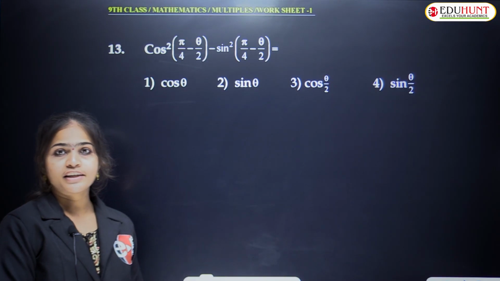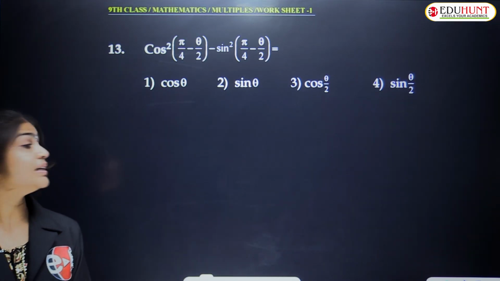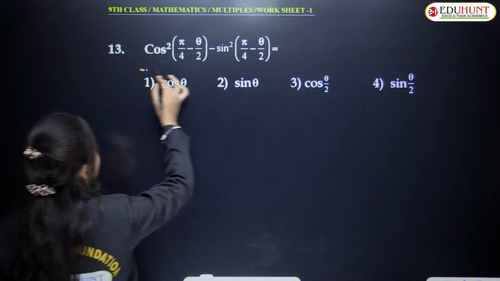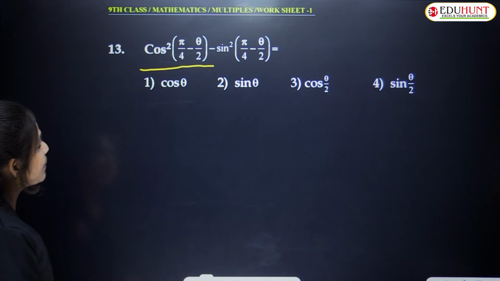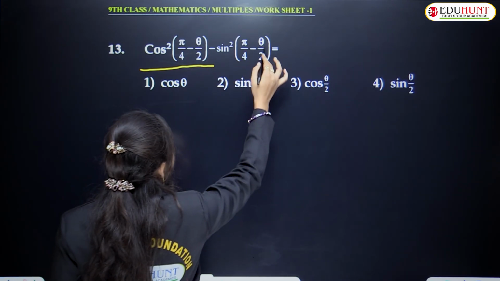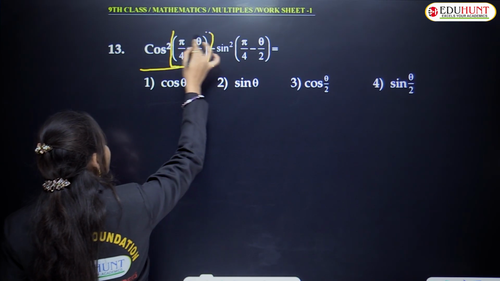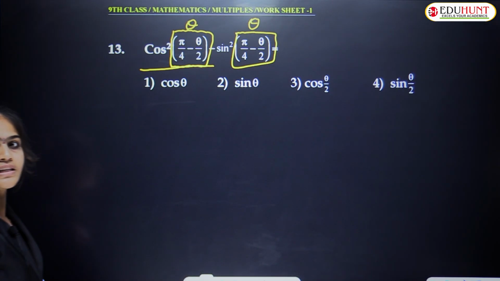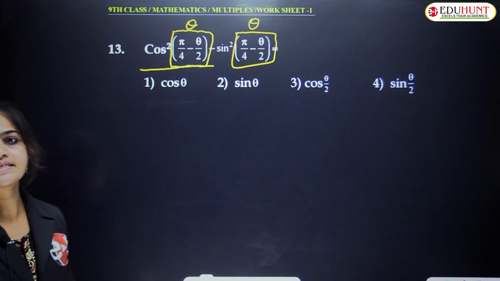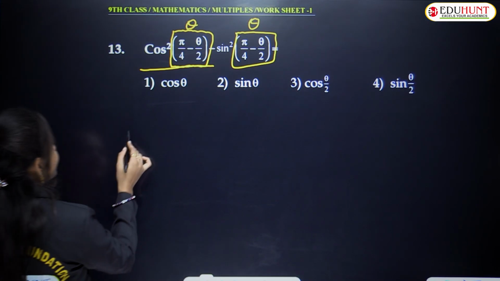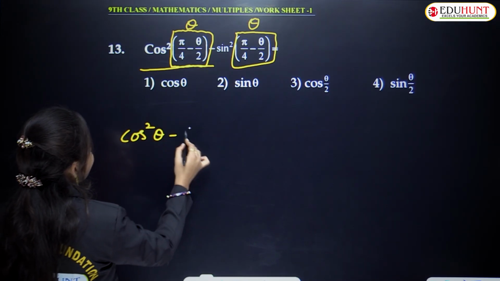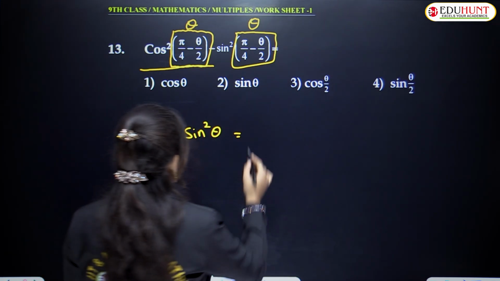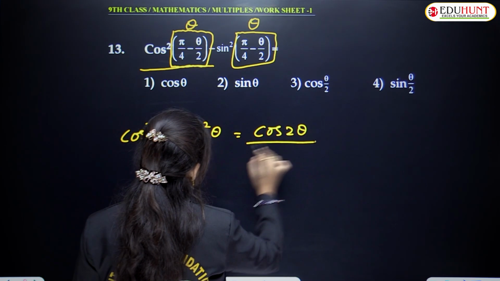Yes, 13th question, direct formula. If you observe that question carefully, here directly you can say that answer. Have you observed that? Once see that what they given? Cos square pi by 4 minus theta by 2 minus sin square pi by 4 minus theta by 2. So children, if you consider this one as some theta, okay, here also we are getting the same one, no, that is theta. Now see that question, cos square theta minus sin square theta. So what is the formula that? Cos square theta minus sin square theta. So this is the formula of cos 2 theta. Very good.